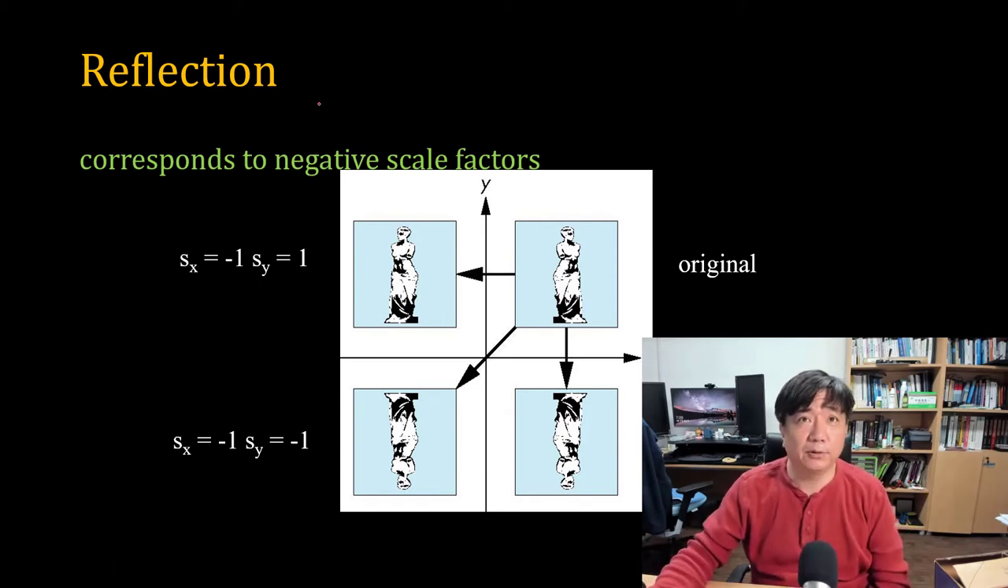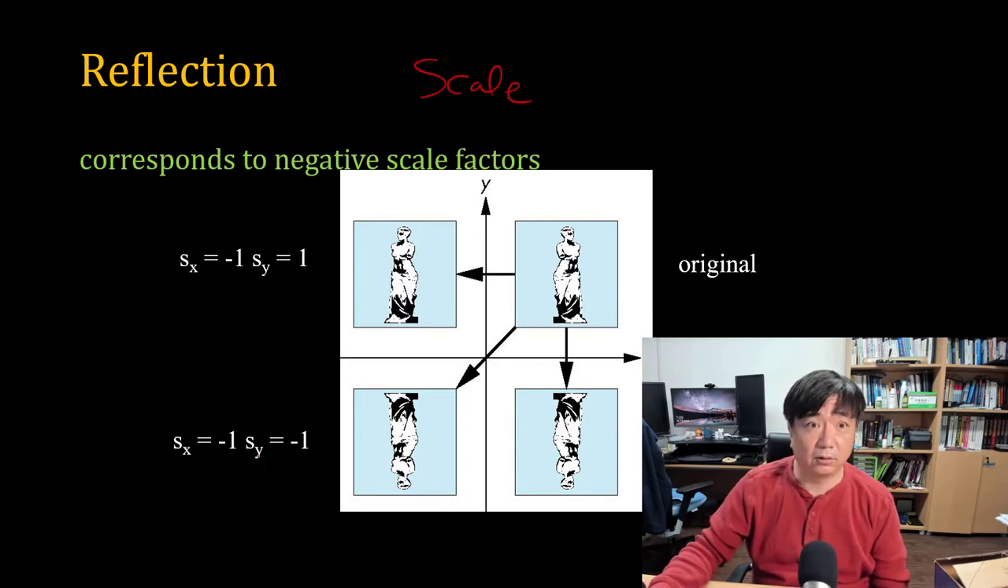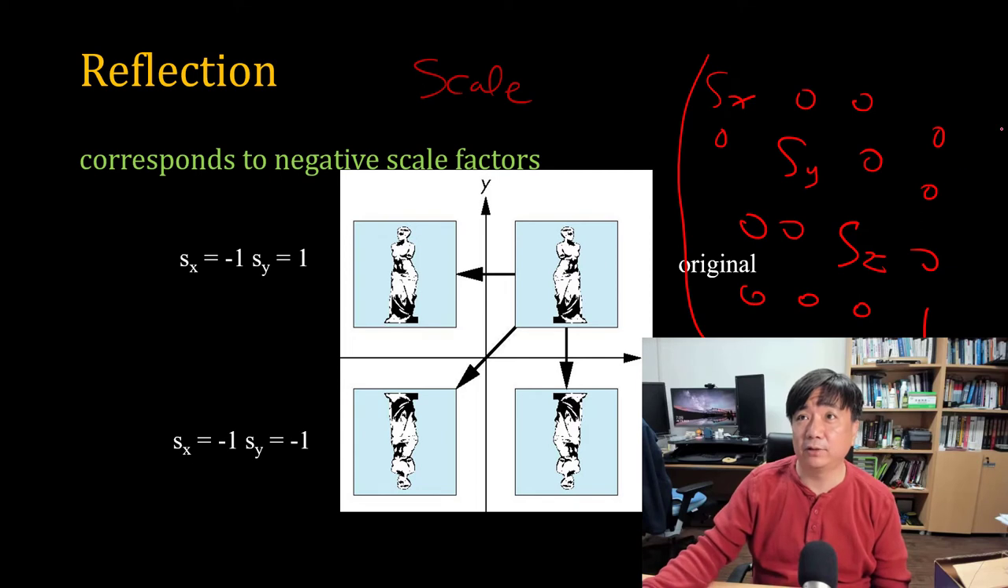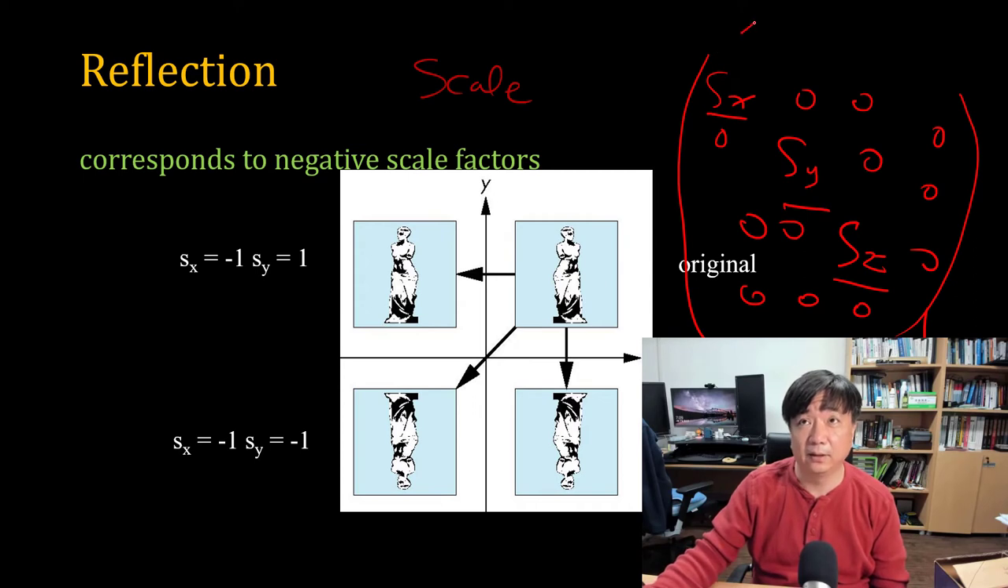Reflection. If you set the scaling values, you can change the result. In scale, there are three elements, scale x, scale y, and scale z, and the other values are 0, with 1 on the diagonal. It is a scale matrix, but if scale x, scale y, or scale z is negative, then we can get different pictures.